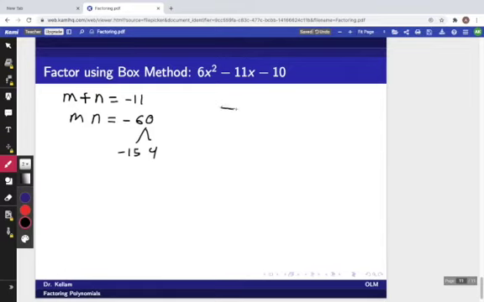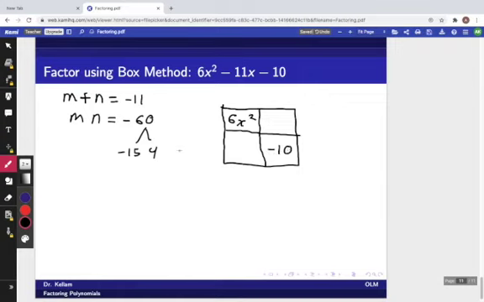Now, with the box method, we are quite literally going to put everything into a box. And we're going to put them into a box in this order. First term in the top left, last term in the bottom right. And these remaining two, we can put these two in with an x in any order. I'm just going to do minus 15x and 4x. Okay.